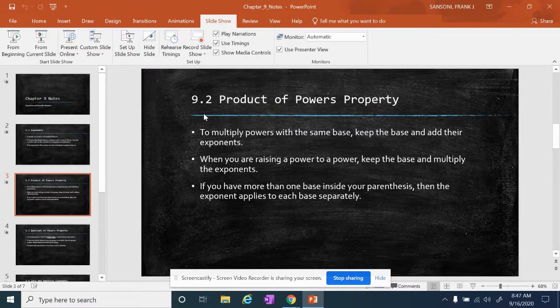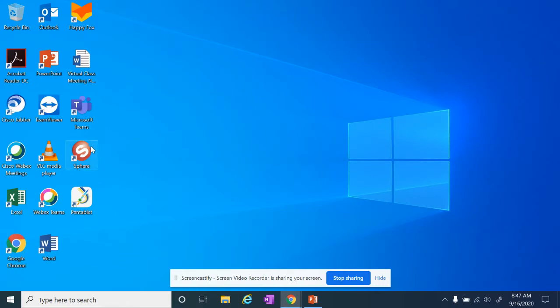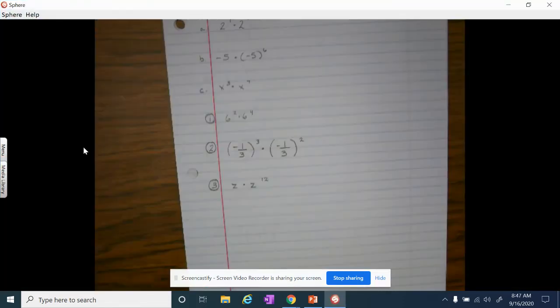Okay, now moving forward, I am going to share my screen with you, and we're going to look at all three of those bullet points, and we're going to make sure that we have enough examples so that you can do some on your own and so that you are good to go as far as 9.2. So I'm going to share my screen.